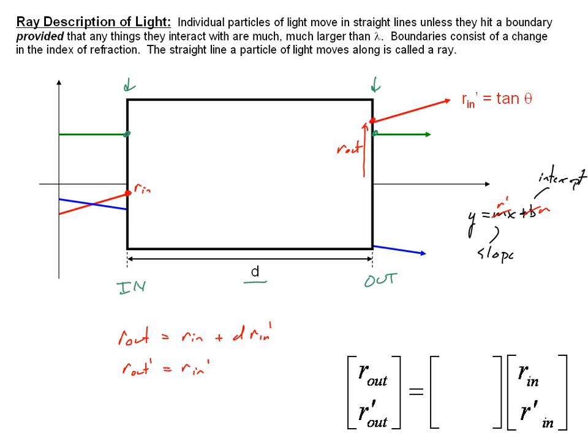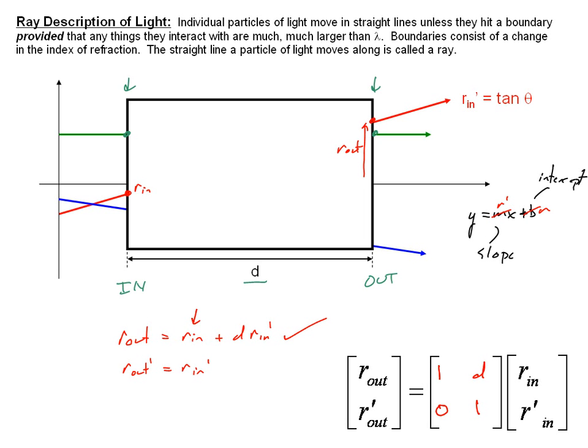We can formalize this in a matrix approach. If we look at the top equation, remember our matrix multiplication, we know that the first row of the matrix is going to have a 1 because we have the component r in, and we need to multiply the slope by a value d, and that gives this equation. For the second equation, we want to have a 0 here because the position coming in doesn't affect the slope, and a 1 here because the output slope is the same as the input slope. And this essentially is the ray matrix theory.